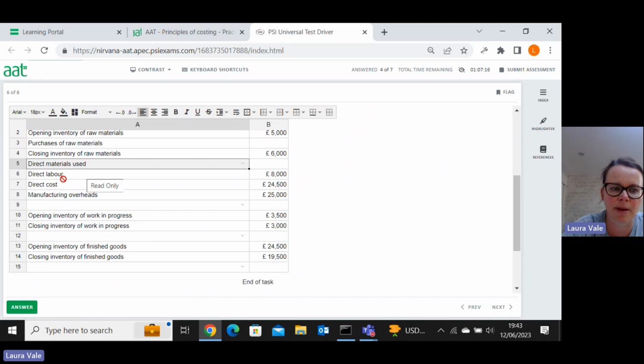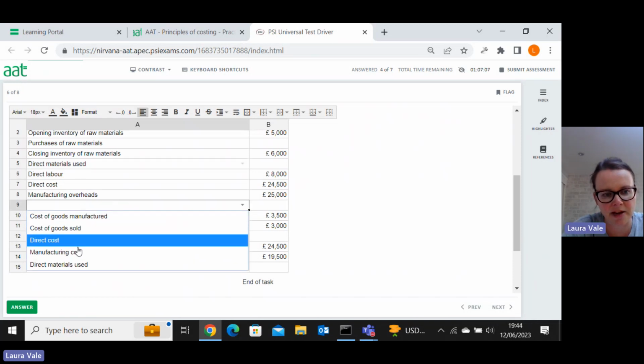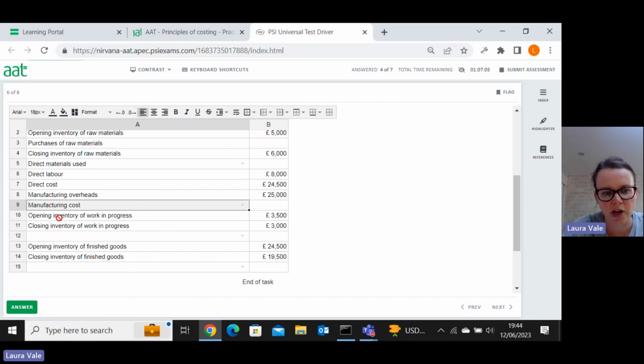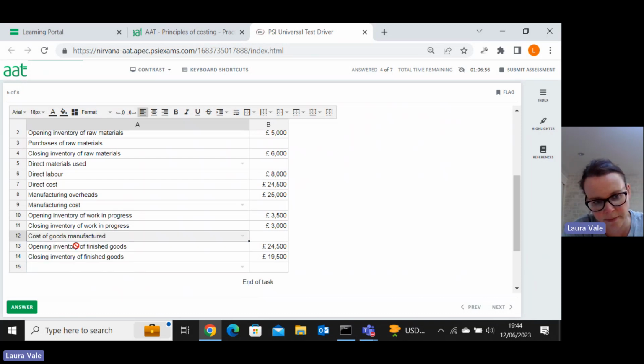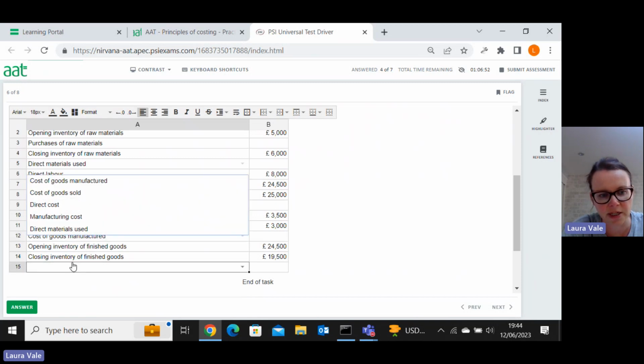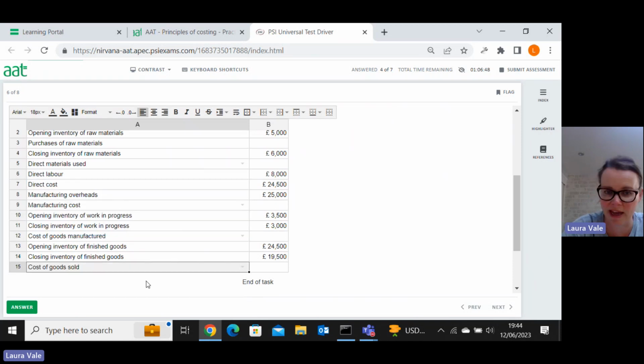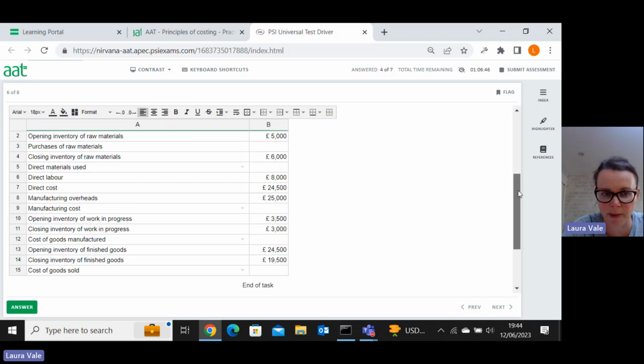We then add on our labour to get our direct cost. We then add on our manufacturing overheads to get our manufacturing cost. Adjust for opening and closing work in progress, which gives us our cost of goods manufactured. Adjust for opening and closing finished goods, which is our cost of goods sold. You have to know this, right? There's just no getting away from it.